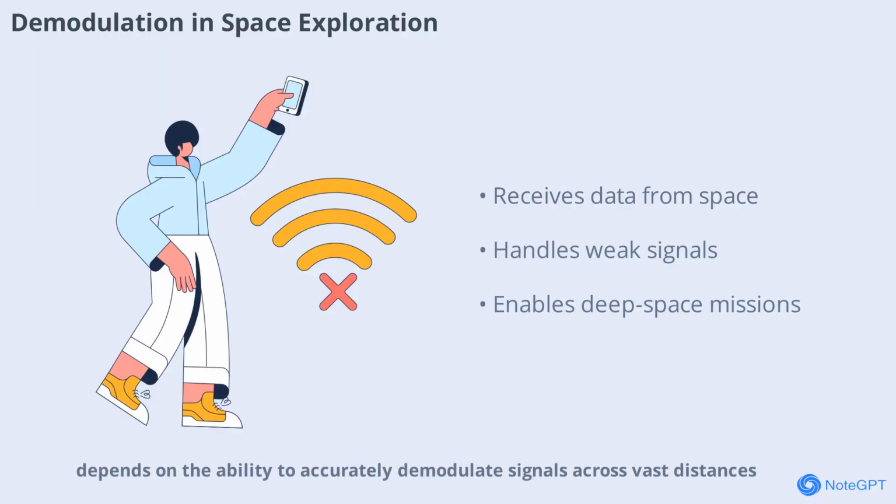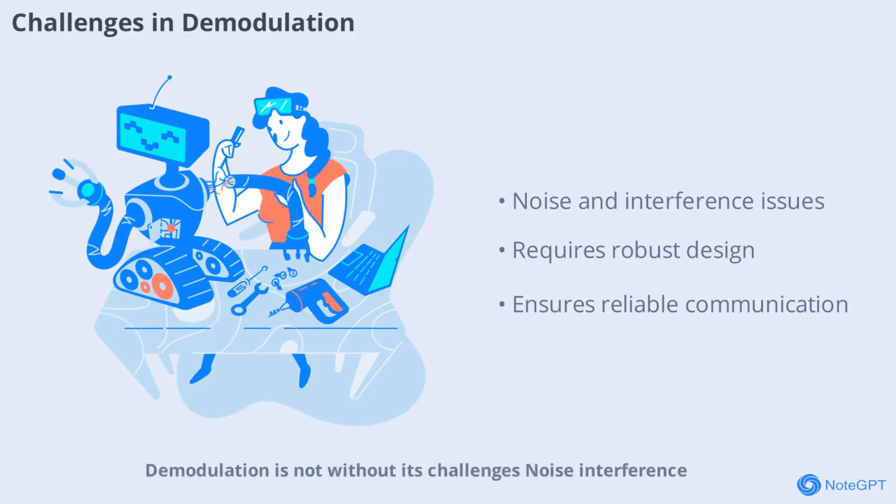Demodulation is not without its challenges. Noise, interference, and signal distortion can all affect the accuracy of demodulation. Engineers must design systems that can handle these issues, using advanced filtering, error correction, and adaptive techniques. Overcoming these challenges is essential for maintaining reliable communication in all environments.